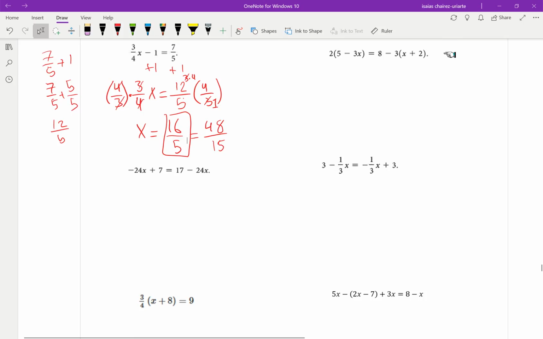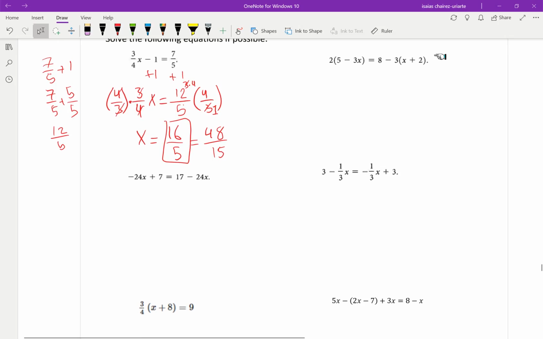I'm going to solve this guy right here. What I'm going to begin doing first, before I do anything, is I'm going to distribute. I'm going to distribute 2, and I'm going to distribute negative 3, and then collect like terms. So I'm going to multiply 2 times 5, 2 times negative 3x, negative 3 times x, and negative 3 times 2. So that becomes 10 minus 6x equals 8 minus 3x minus 6.